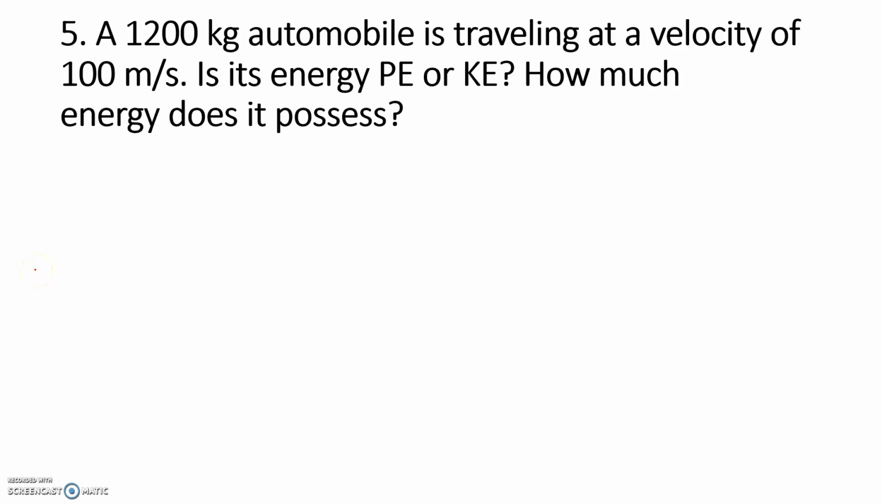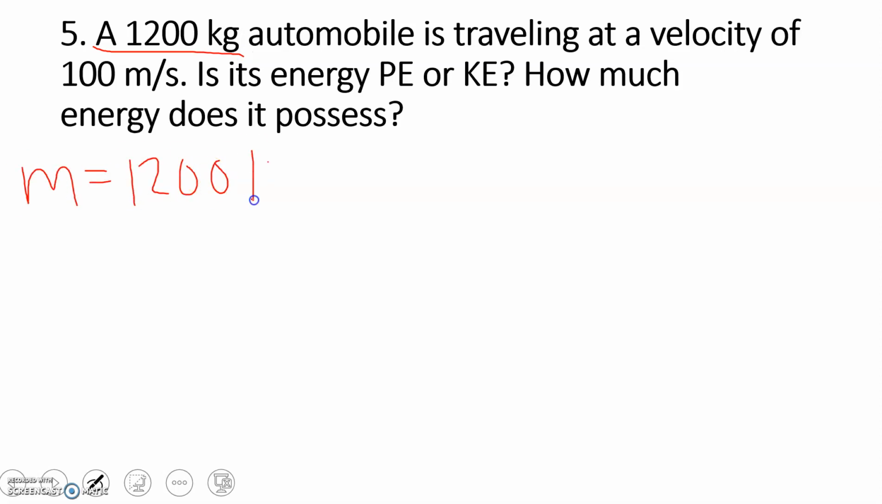There is a 1200 kilogram, that is mass, so we know the mass is 1200 kilograms, automobile, and it is traveling at a velocity of 100 meters per second. So we know that the velocity is 100 meters per second. Is the energy potential or kinetic energy? And then how much energy does it possess?